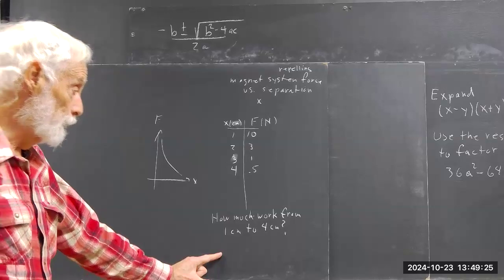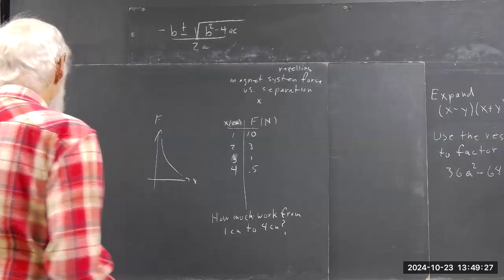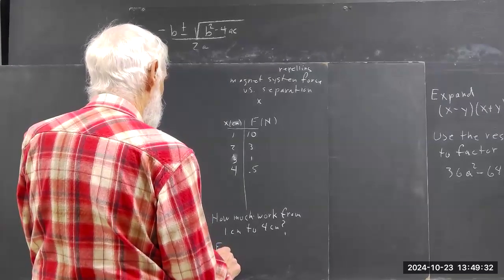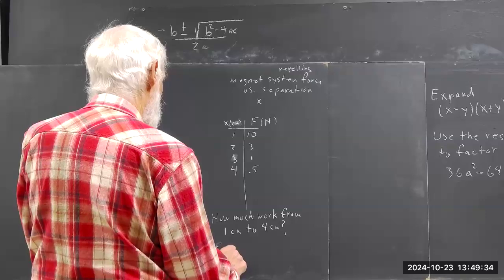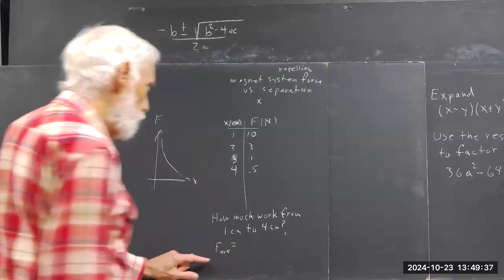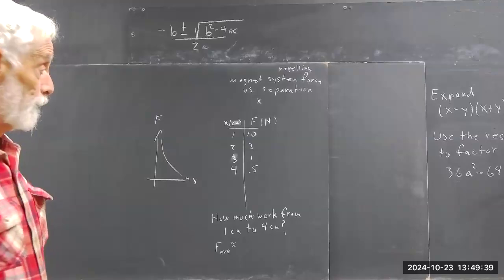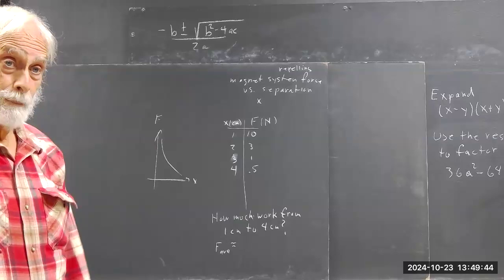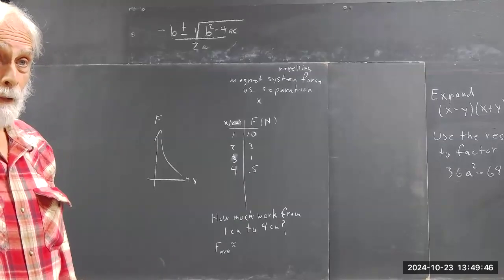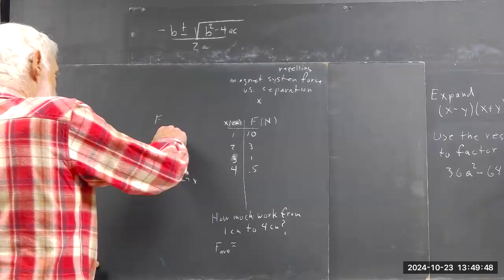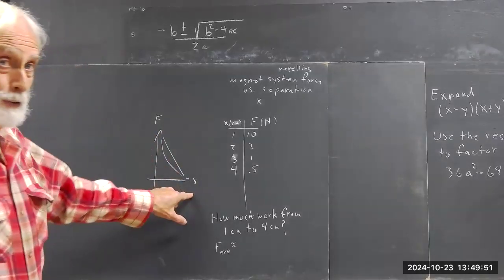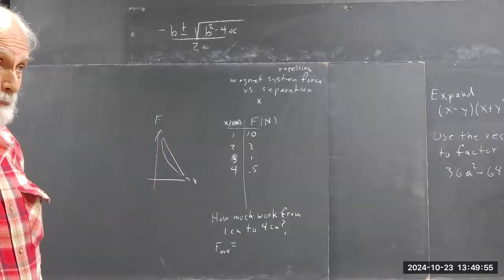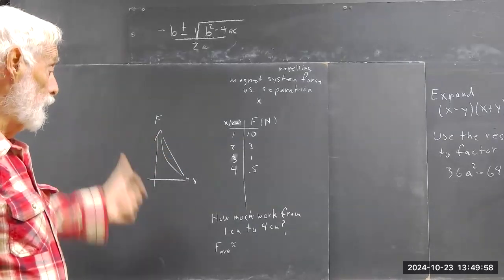How much work from 1 centimeter to 4 centimeters? Well, what do you think the average force is? 1 centimeter, 4 centimeters. You could add all these up and divide by 4, but that would correspond to a force versus position diagram that looks like this. Too much, right? The average is going to be a lot lower.